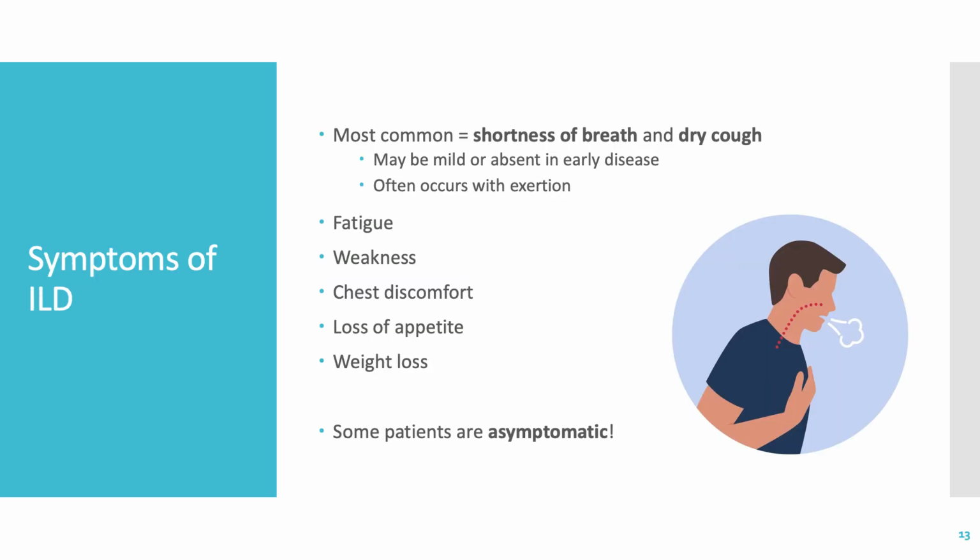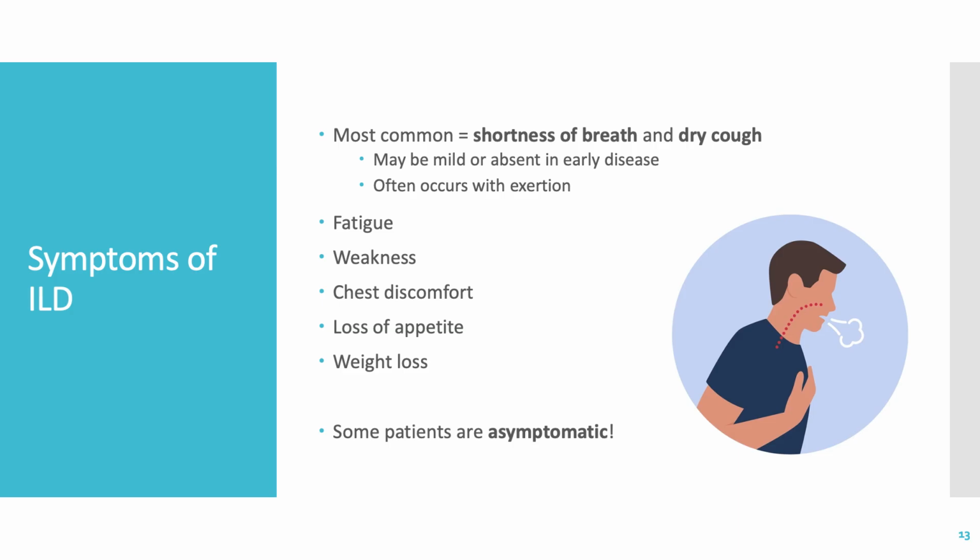The most common symptom of interstitial lung disease is shortness of breath and a dry cough. And as many of you know, that is a non-specific symptom. Lots of things can make you feel short of breath. Lots of things can make you cough, including acid reflux, which might be something that you're already dealing with in scleroderma. The symptoms can be really mild or even absent in early interstitial lung disease. So the absence of these symptoms doesn't necessarily mean you don't have the disease.